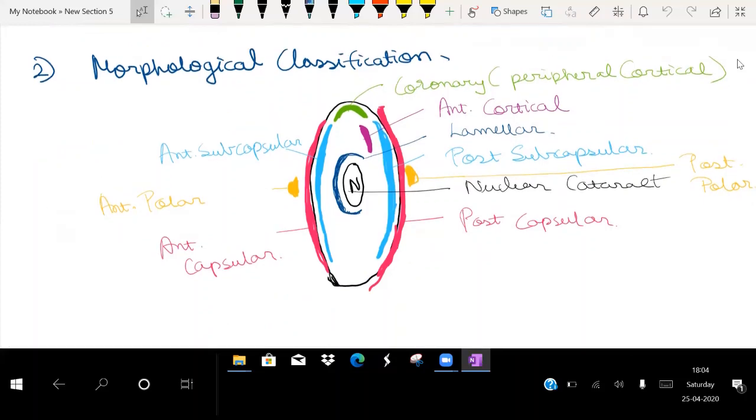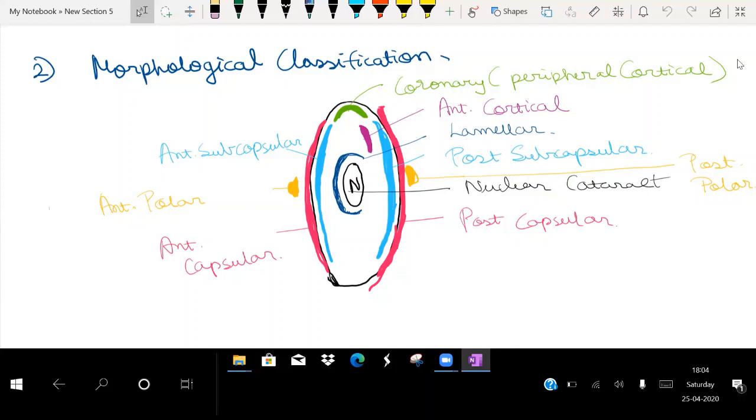So we can see the lens, we can see the nucleus. The opacification of the nucleus will be called the nuclear cataract. If you see the yellow parts, you can see the anterior polar cataract and the posterior polar cataract. Next comes the pink part, which is the anterior capsular cataract and a posterior capsular cataract. When you go a little towards inside, there is a light blue color, which is the anterior subcapsular cataract and a posterior subcapsular cataract.